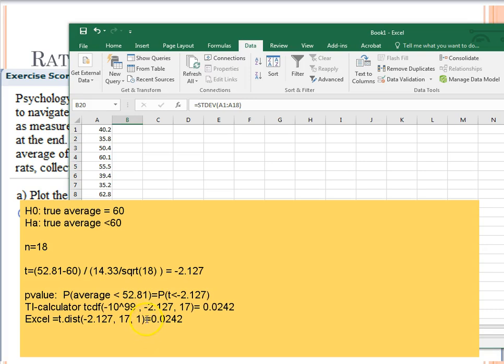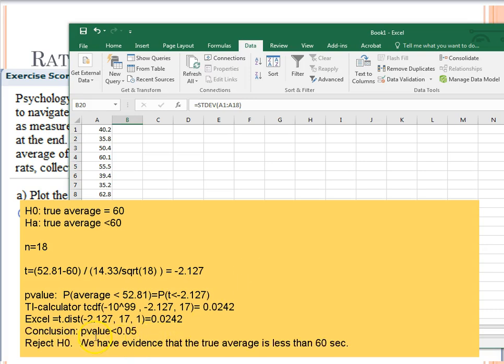Again, we don't have to times this by 2 because this is a one-tailed test. We only had to times it by 2 in the last problem because it was a two-tailed test that we specified. We specified not equals. Here, it's less than, so it's only a one-tailed test, and we are looking at that lower tail, so that's why we don't have to times this by 2.